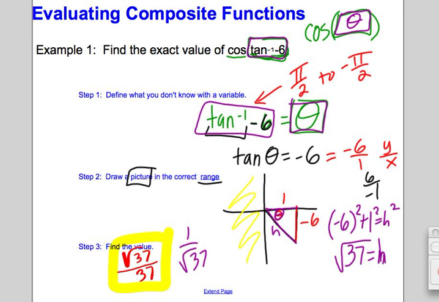Now what's cool is you can check this in your calculator. You can plug this into your calculator, get the decimal, and then you can plug this into your calculator, get the decimal, and make sure they're equivalent. If you got the same answers, then you did the right work. Let's try one more, and then we'll get to your last checkpoint question.